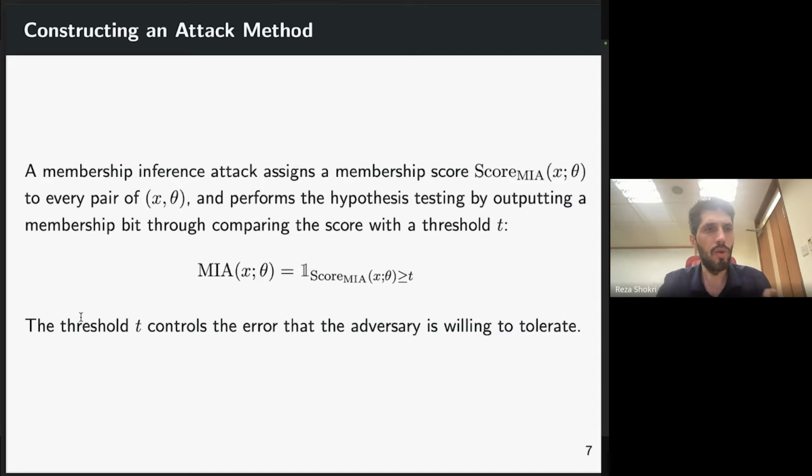And this score MIA is going to essentially help us order any data in the universe based on which one is more probable to be in the training set. And having this, we decide that a data point is a member if that score is larger than some threshold T. Okay, so this is how we compute the test statistic, and then we turn it into a binary value, member or non-member.